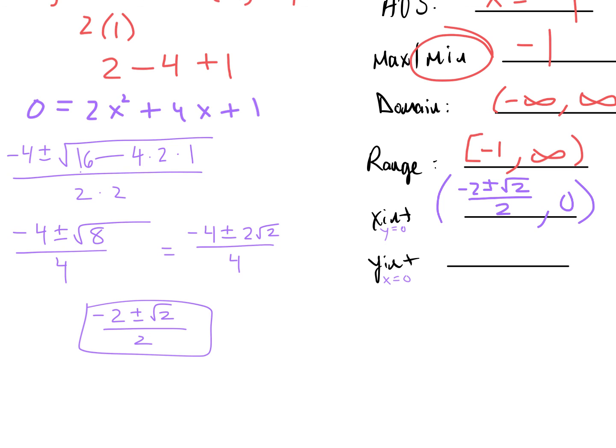And what's our y-intercept? 0, comma 1. Perfect. Y-intercept is always going to be your c, or you can just plug in 0 for x, and you'll get 0 plus 1, and that's your y.